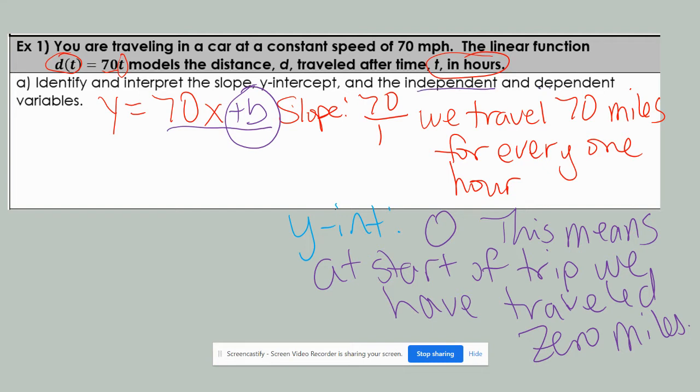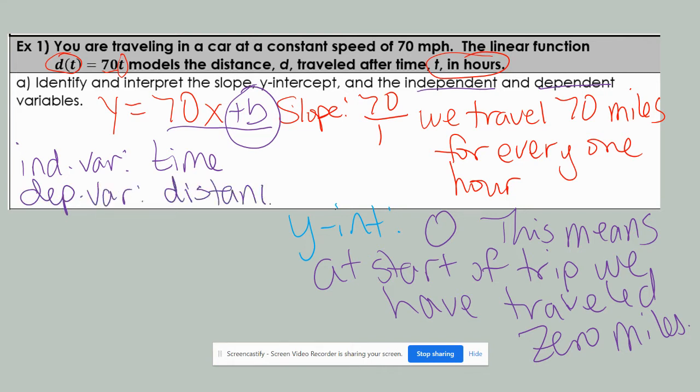It also wants the independent and dependent variable. So the independent variable is time because we are choosing the amount of time that we're going to travel. And then the dependent variable will be the distance traveled because the distance we travel depends on the amount of time we choose to stay in our vehicle.